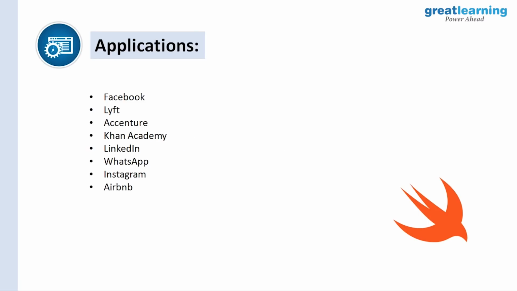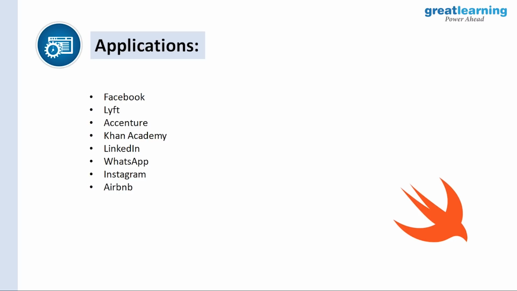Now let's look at the applications. Keeping its robustness and popularity in mind, Facebook used this programming language. Due to its reliability, Uber also used it, as we know that if something is not reliable, then we won't be able to book our cabs, etc.